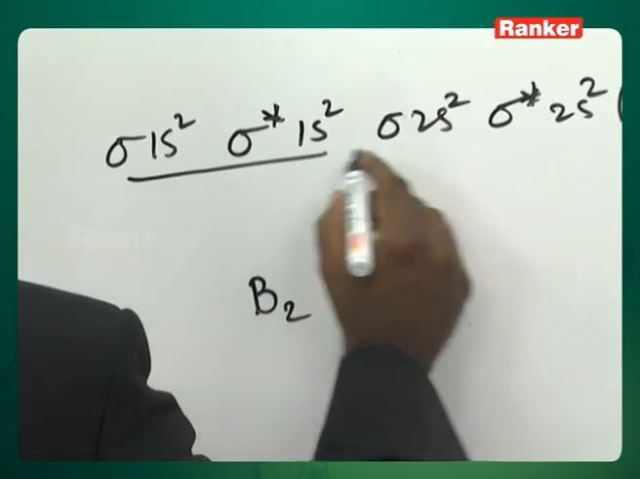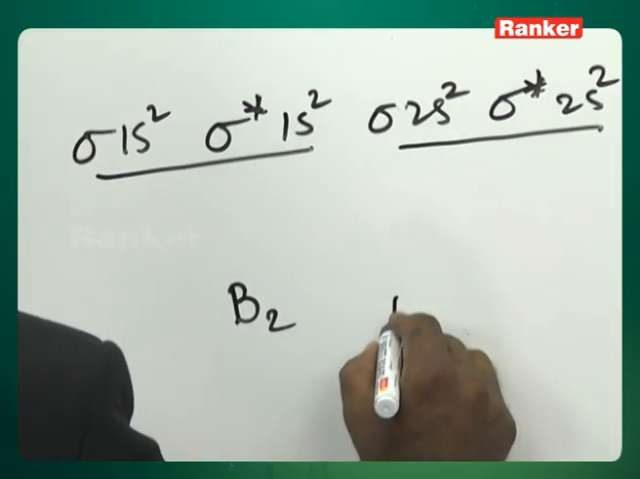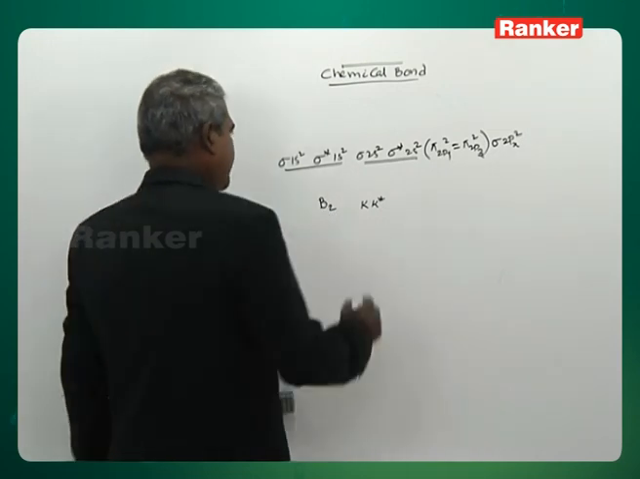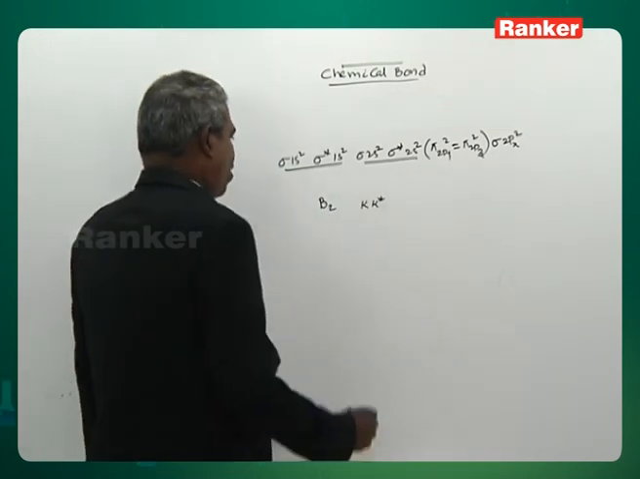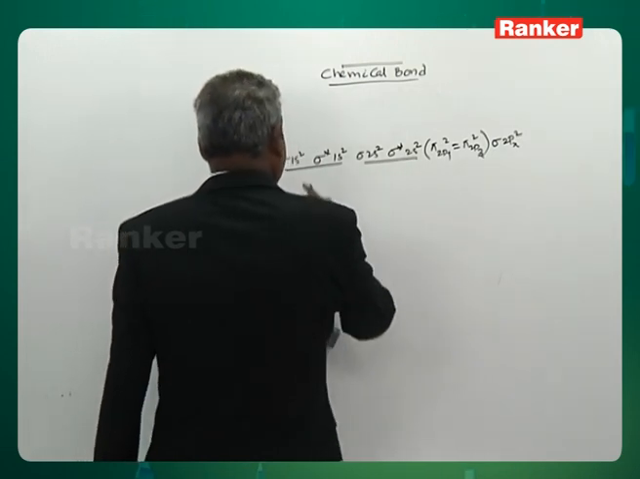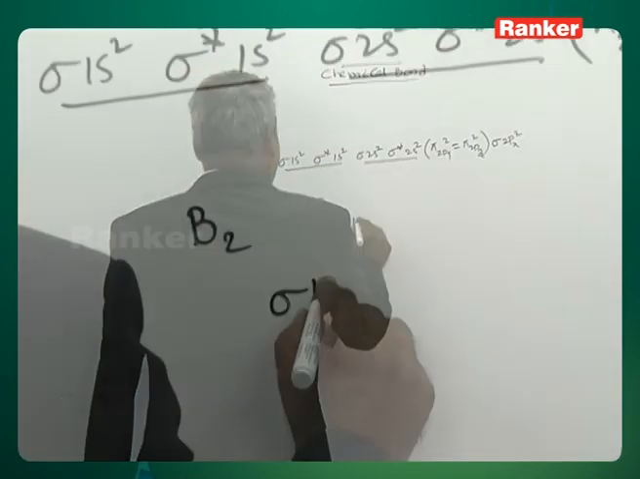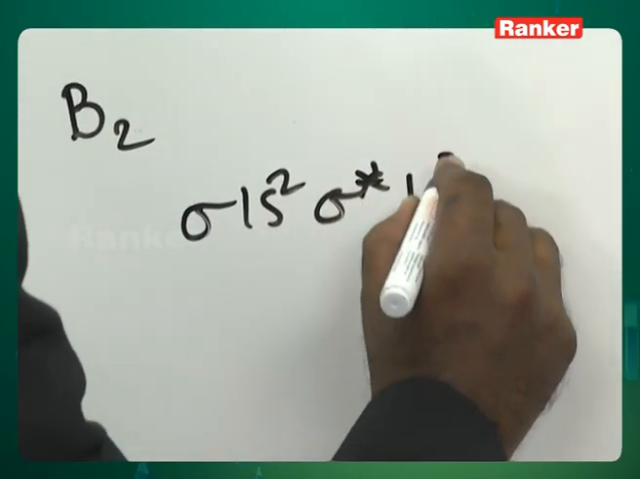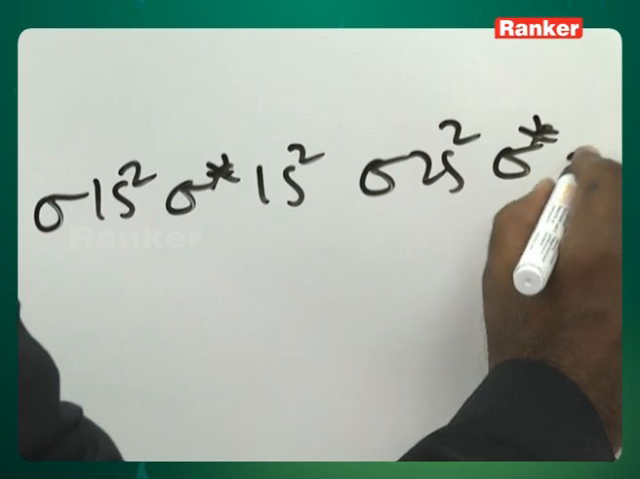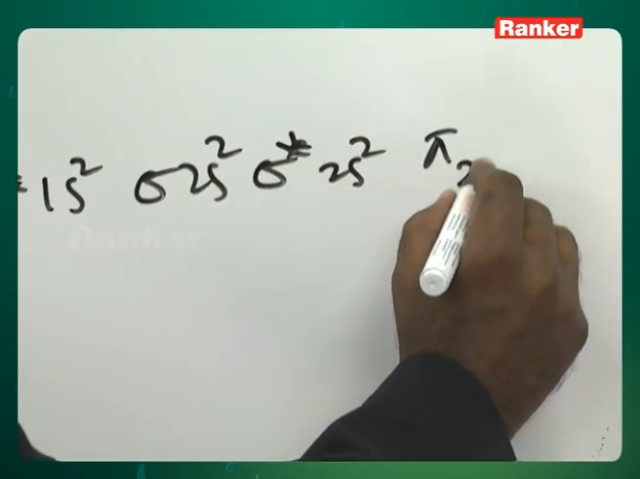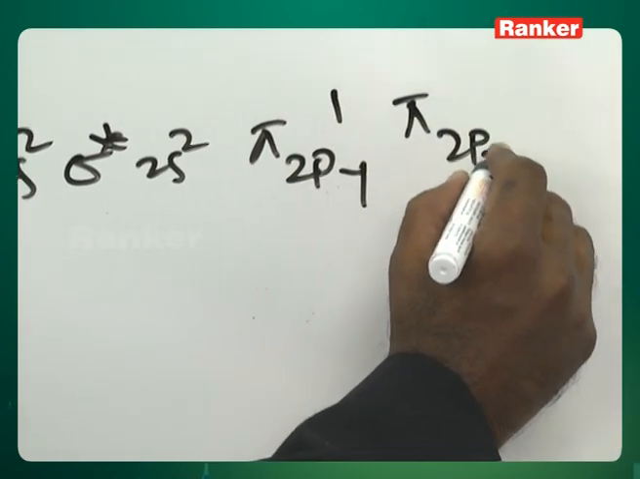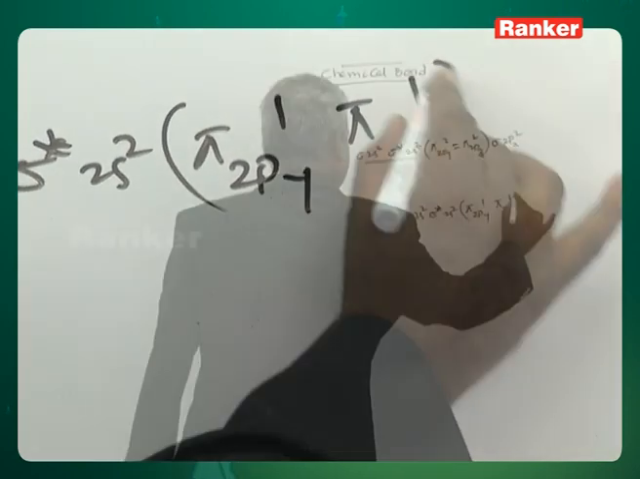So, this is K, K star, this is L, L star. When I say K, K star, it goes without saying that this is K orbit, this is K star orbit. This is sigma 2s2, so this can be ignored. Since these are sigma 1s2, sigma star 1s2, up to 8, bonding and anti-bonding are equal. Then sigma 2s2, sigma star 2s2, and pi 2py1, pi 2pz1.